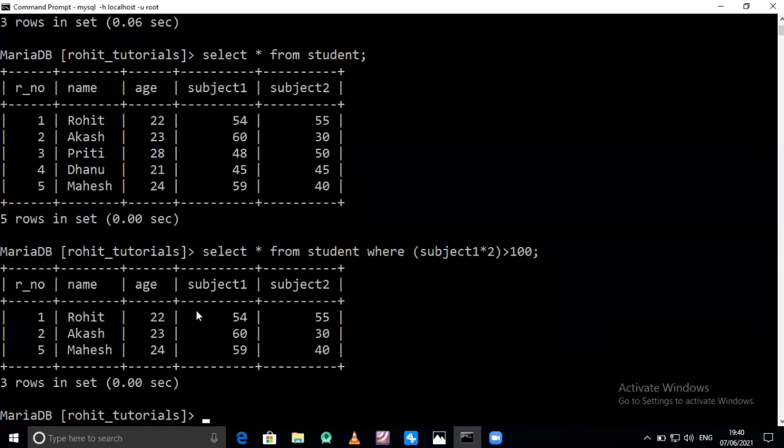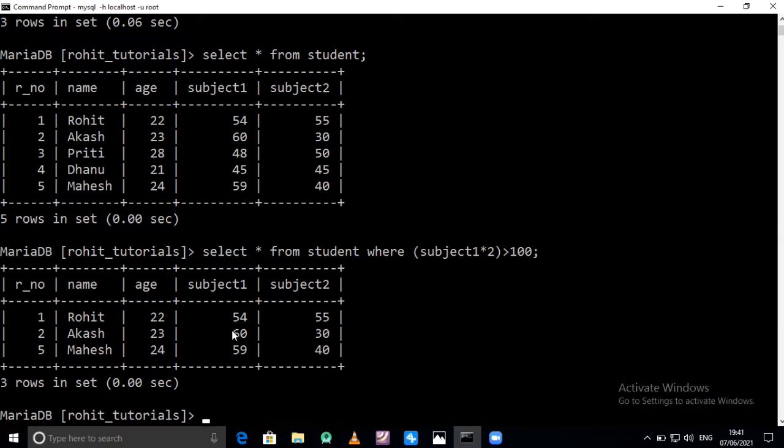So for Rohit, subject 1 marks is 54, multiply by 2, it will get 108. Second, for Akash, subject 1 marks is 60, multiply by 2, we are getting 120, which is greater than 100. For Mahesh, subject 1 marks is 59, multiply by 2 is 118, which is greater than 100.